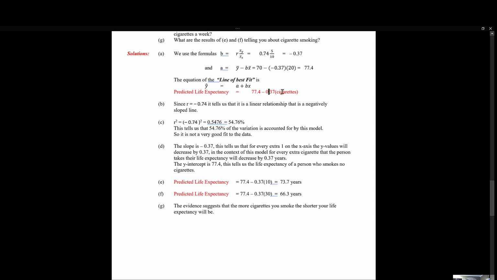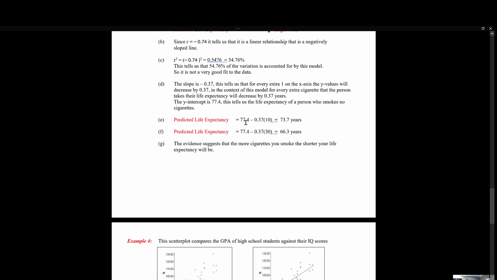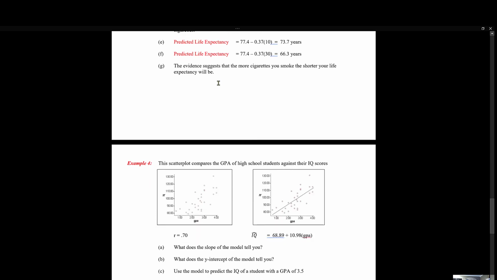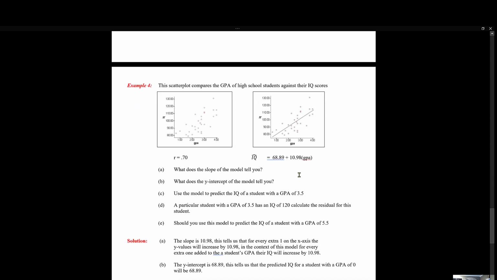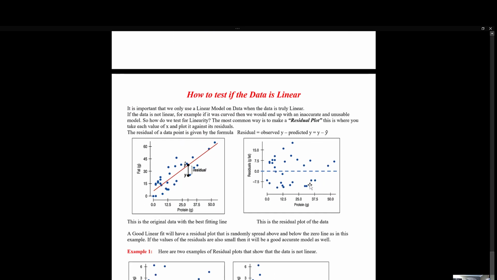You've probably heard or seen stories that say things like, for every 5 cigarettes that you smoke per week, you decrease your life expectancy by 4 years or something. You're wondering where that's coming from. It's coming from this stuff here. Now, they've got some predicted ones here, and then you can make a conclusion that the more you smoke, the shorter your lifespan's going to be. And there's some other examples here, but let's move on to how do you test the data.